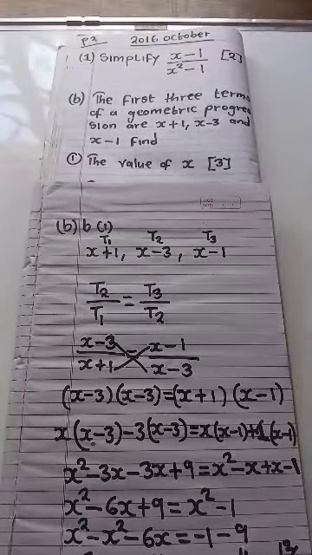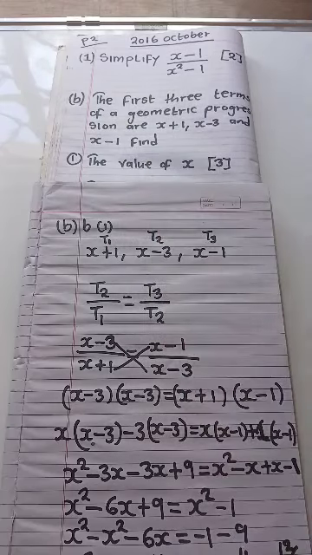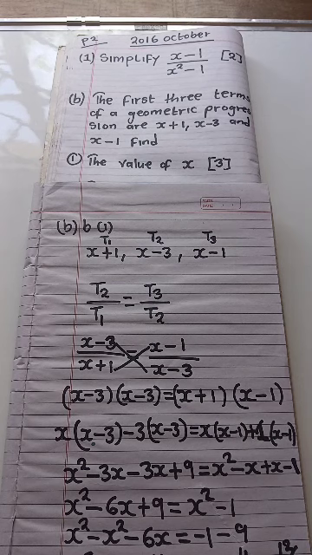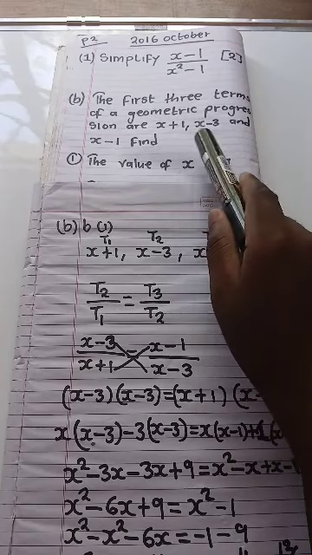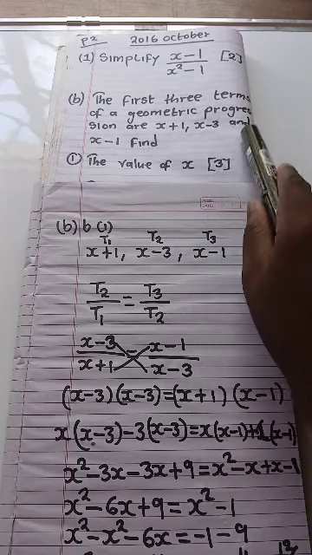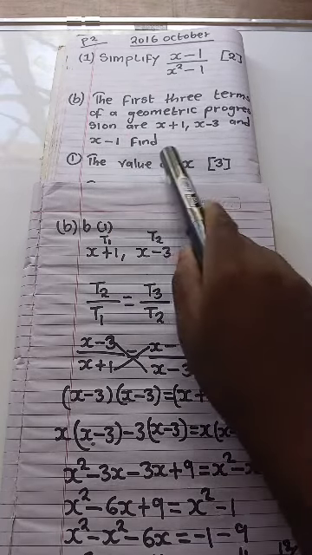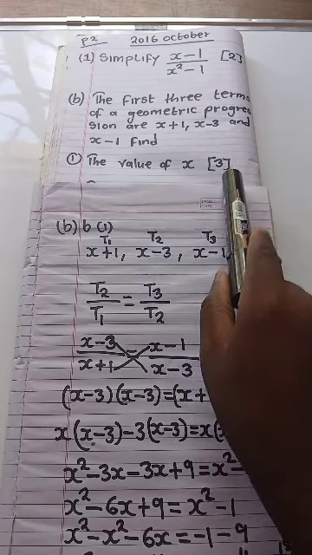We are now on question B. Question B says, the first three terms of a geometric progression are x plus 1, comma, x minus 3, and x minus 1. Find what? The value of what? X. How many marks? 3 marks.